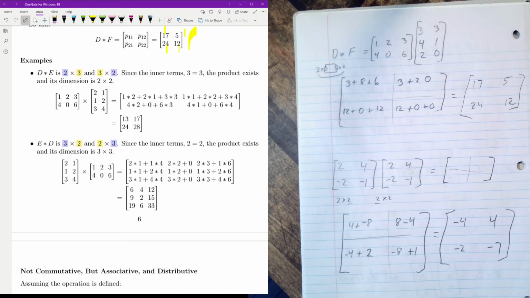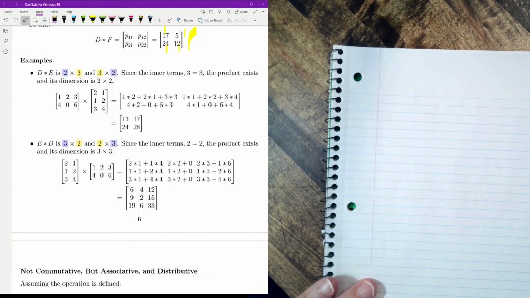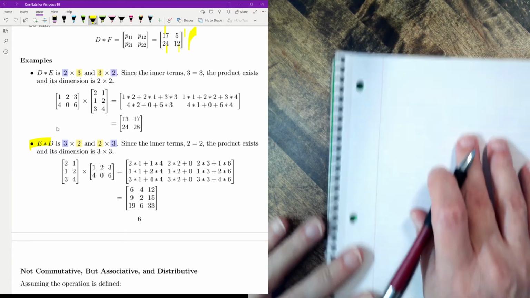There's a couple things that we can say about matrix multiplication and matrix product. Actually, I think I should do the E times D. I think that's an important example to do, so I'm going to do that right away, which is the example that is being shown right here. I'm going to do this one by hand real quick.